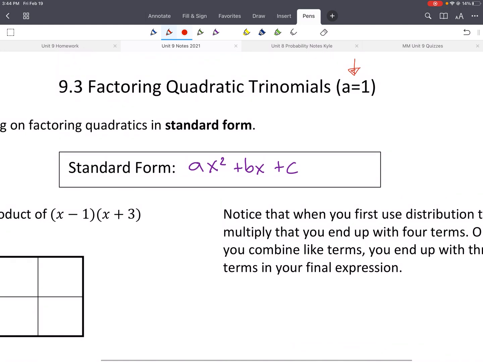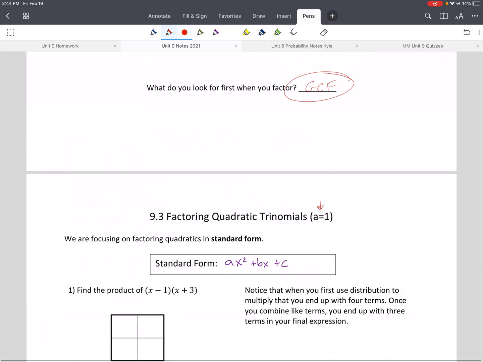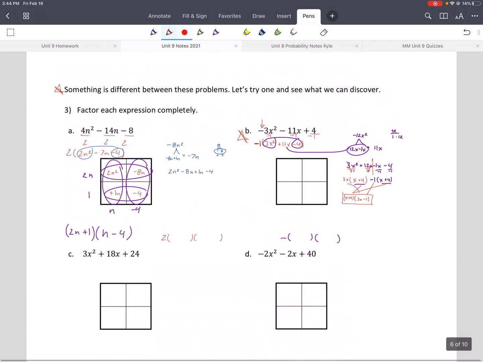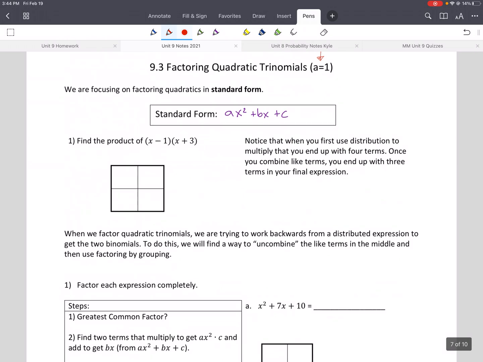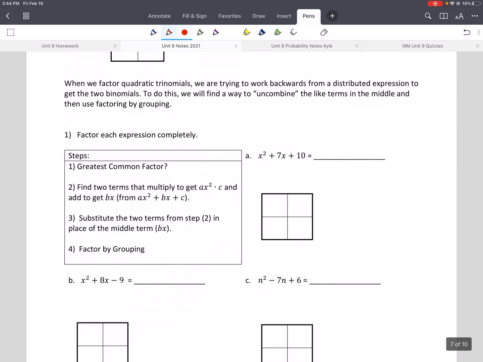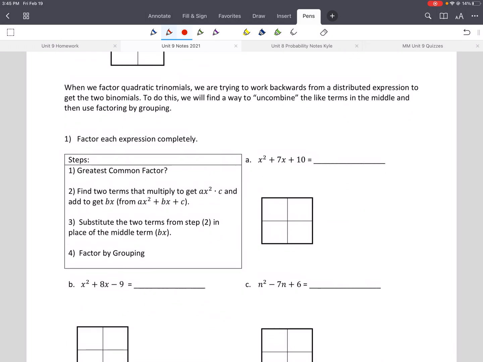Okay, so all of our examples here will be when our leading term, a, the coefficient, is 1. And if you look up here, all these other ones were not. Like here's a 4 and here's a -3. Alright, so I already wrote down the steps on how to do this.